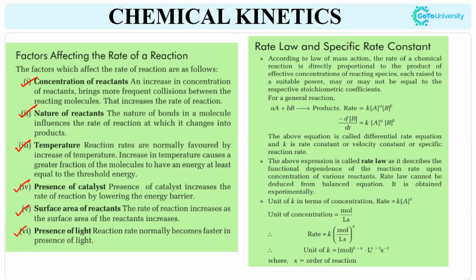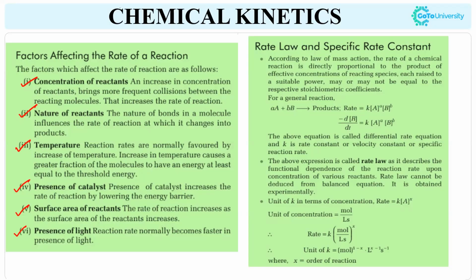Okay, so they should have a minimum amount of energy. That energy is called the activation energy of the reaction. Okay, so this is the collision theory. In terms of the collision theory, we can explain how these factors are affecting the rate. First one is the concentration of the reactants, right?